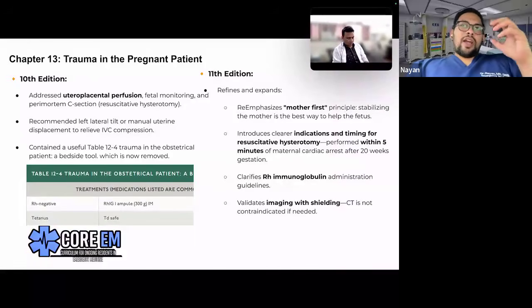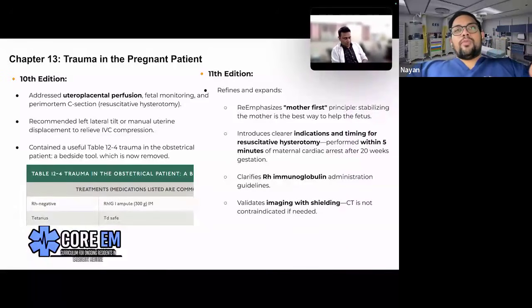And in the 10th edition, I felt this table 12.4, trauma in the obstetrical patient, a bedside tool, to be very useful. The 10th edition had this table, but in the 11th edition, they removed this table. We don't know why, but that was very useful.